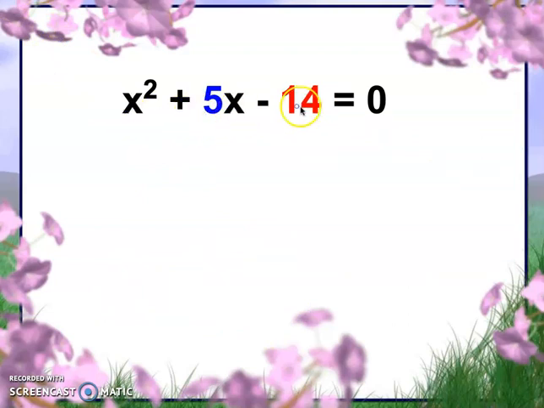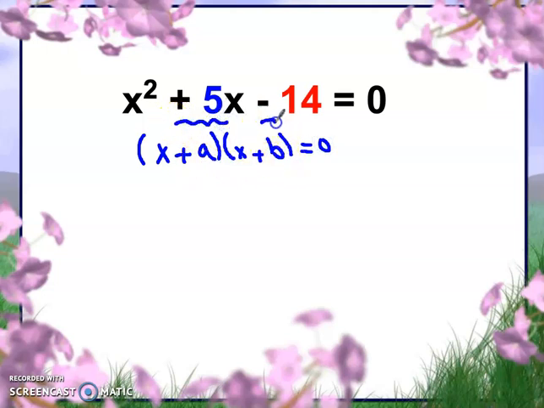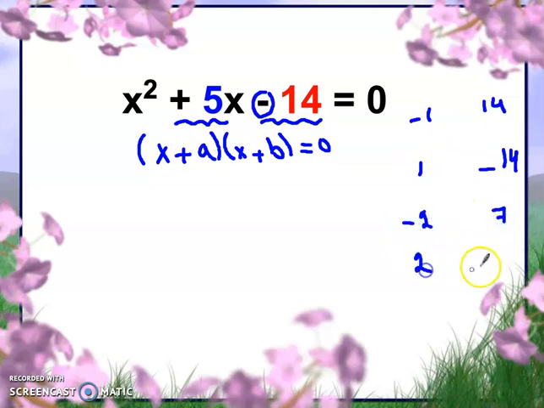x squared plus 5x minus 14 equal to 0, so the product form is x plus a times x plus b equal to 0. Now to find a and b, search for two numbers whose sum is plus 5 and the product equal to minus 14. Because the product is negative, then a is negative and b is positive, or vice versa. So we have minus 1 times 14, 1 times minus 14, minus 2 times 7, and 2 times minus 7. Now which of these pairs have sum equal to plus 5?